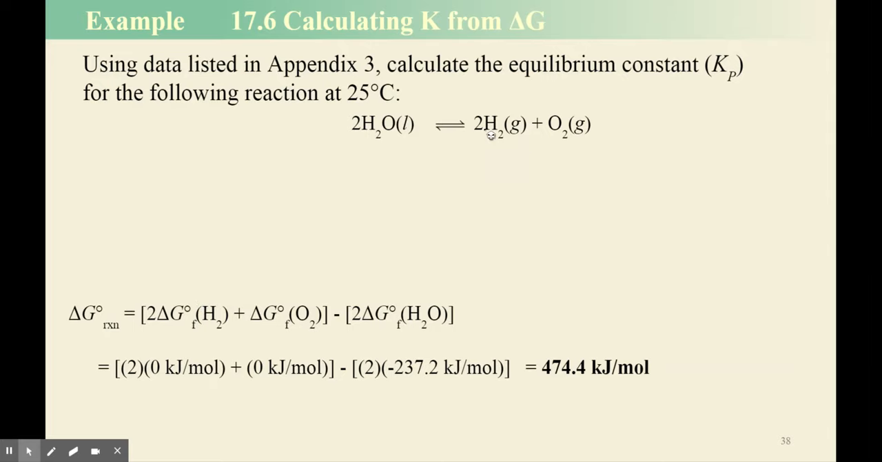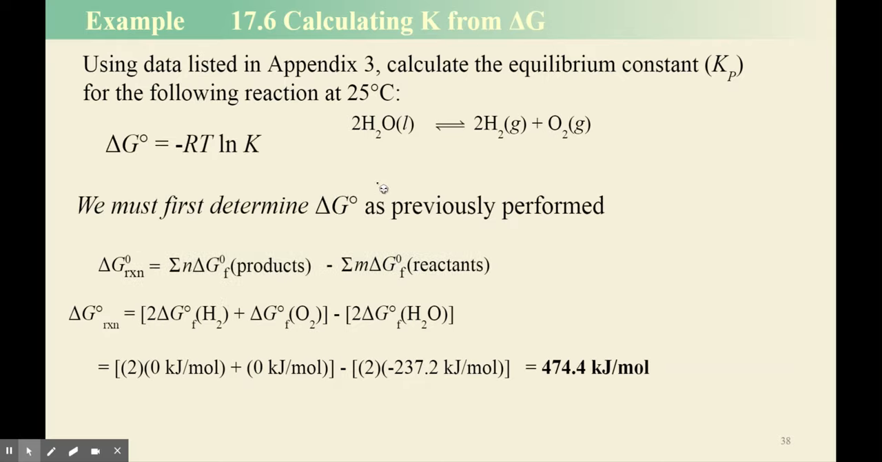So here we have a problem. We want to know what is the equilibrium constant if we know from appendix 3 our values. So we already have the delta G of reaction shown. I don't think I meant for that to already be shown. But again, from this tabulated data, we could find the standard free energy of the reaction.